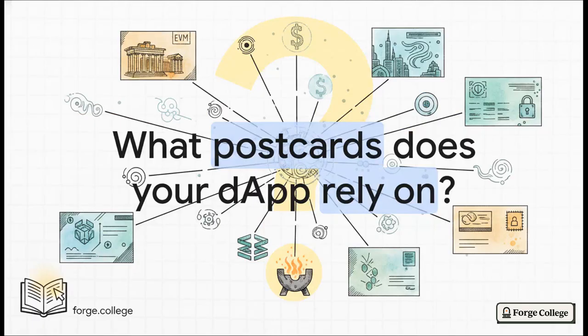To wrap things up today, I want you to think about the hidden dependencies in your own codebase. What postcards are your front ends secretly relying on to function right now? You need to map them out before you write a single line of Rust.